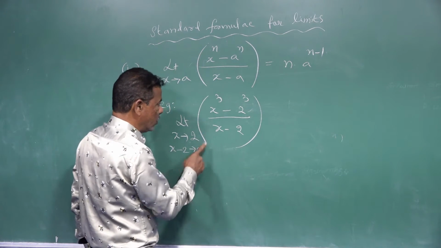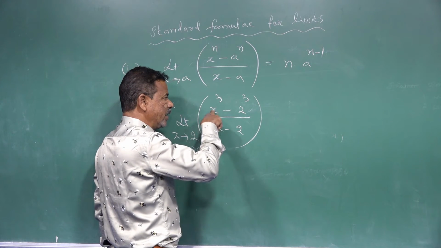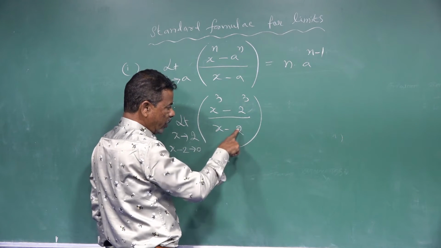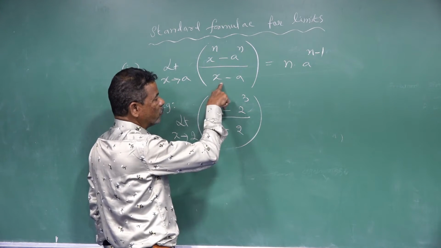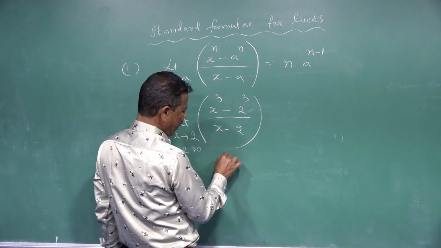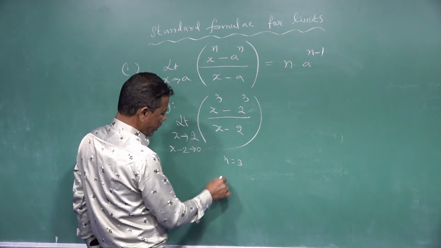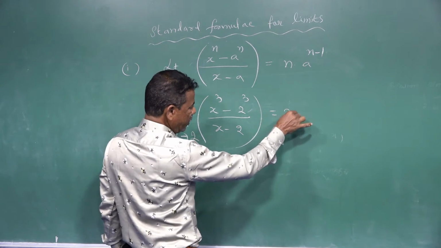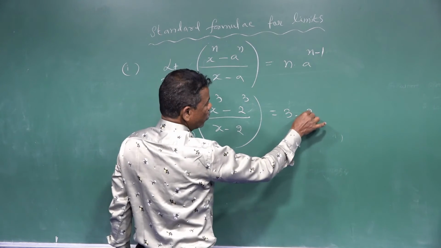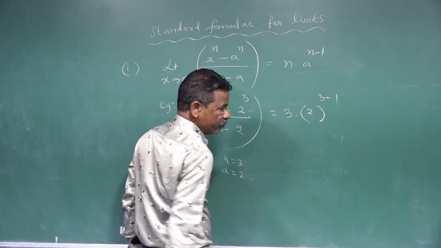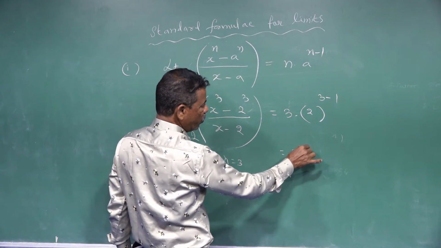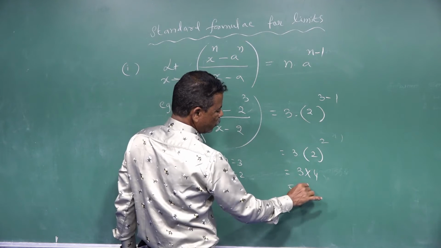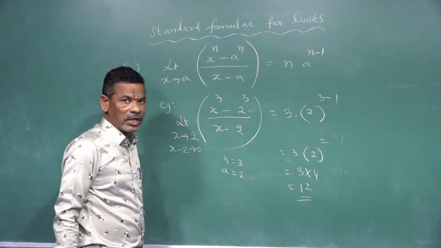In this case, x is x, n is 3, a is 2. All are balanced according to this formula. So n is 3 and a is 2. That's why this is equal to n, which is 3, multiplied by a, which is 2, to the power 3 minus 1. So it is equal to 3 into 2 squared, 3 multiplied by 4, which is equal to 12. This is the limit value, 12.